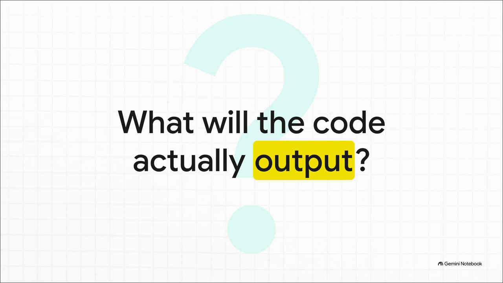Here's the scenario. We have a variable a, which equals input first value. We have variable b, which equals input second value. The user types the number 1 for the first prompt, and they type the number 1 for the second prompt. What will print a plus b actually output? Take a second. Is it 2?